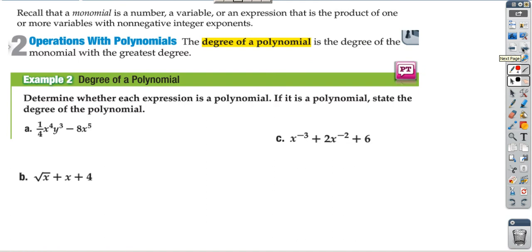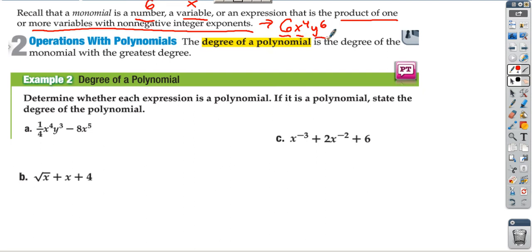Okay, these are just some terms that are important to know when you're talking about polynomials. First of all, this definition right here, a monomial, just means a number, for example 6, a variable, for example x, or something that's the product of one or more variables with non-negative, that means positive, integer exponents. Integer means a whole number like 3 or 4 or 5, and not 3.2 or 3.5 or something like that. So this last example could be 6, x to the 4th, y to the 6th. That's the product of a number and variables raised to positive integer exponents like 4 and 6.